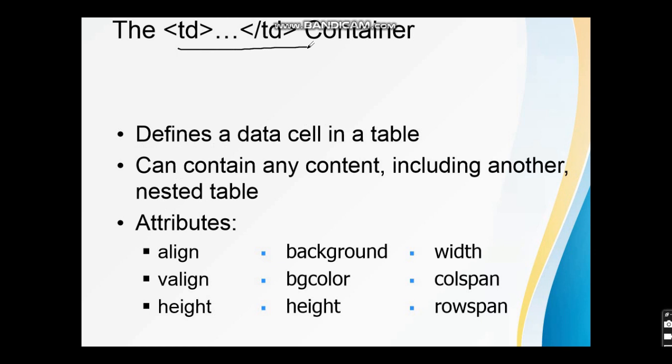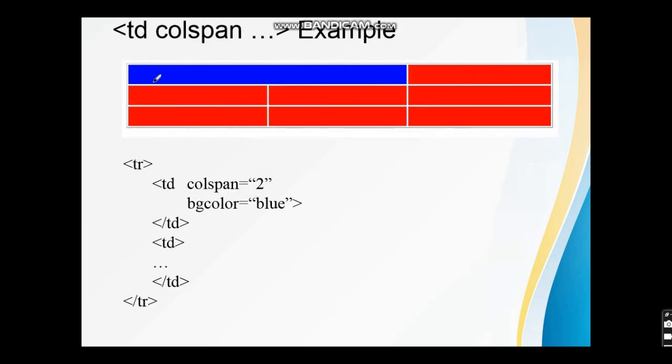Next, the TD element or container. It defines a data cell in a table. It can contain any content, including another nested table. Attributes which can come with this TD tag are align, V-align, height, background, BG color, width, col span and row span.